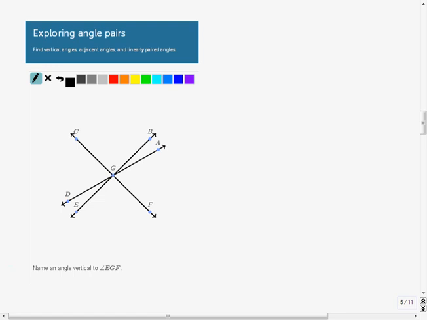In the Exploring Angle Pairs exercise, we are asked to identify vertical angles, adjacent angles, and linearly paired angles. So let's briefly review these concepts. Vertical angles are formed when we have intersecting lines.